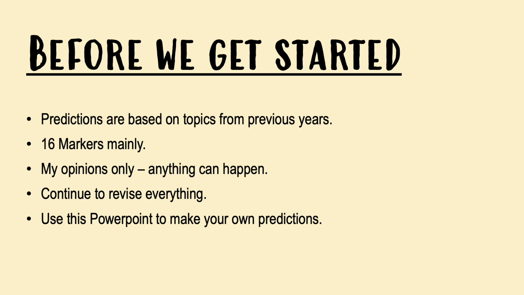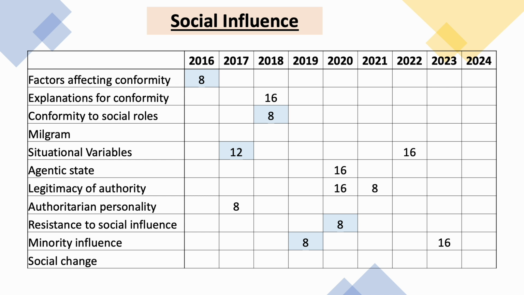So let's get started with social influence. You can see on the screen now what's come up since 2016. Anything that's in blue is what's come up in an AS paper, and the reason I've put the AS paper in is because AQA sometimes reuse questions or put something in an A-level paper several years after it turned up in an AS paper. For example, the 16 marker in situational variables from 2022 is the identical question to the 12 marker from 2017. So sometimes it helps just to see what the AS papers have done so that you can then compare it to the A-level papers.